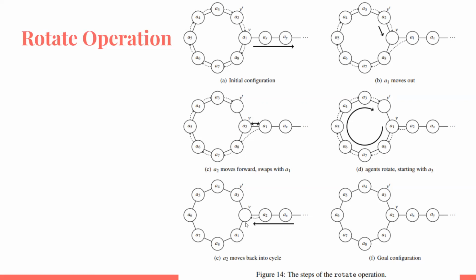And then what happens is, there's another open vertex, so we're going to jump all the way around again. We're going to keep moving our agents, and then we're going to push A2 back onto the cycle. So as you can see, A2 and A1 have switched here, and A1 would now be in its goal configuration.